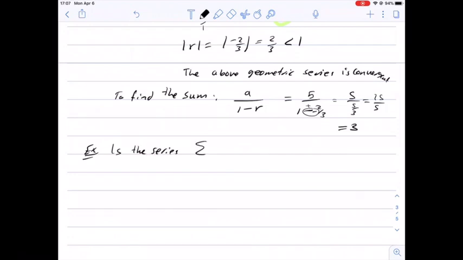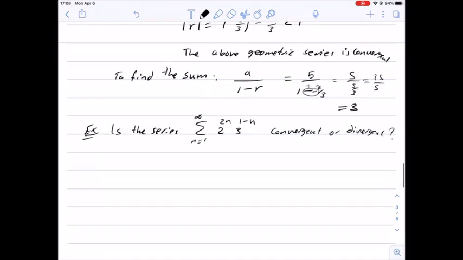Is the series, sum from n=1 to infinity of 2 to the 2n times 3 to the 1 minus n, convergent or divergent? Now to determine this, we can find some terms of it, because this is a geometric series.